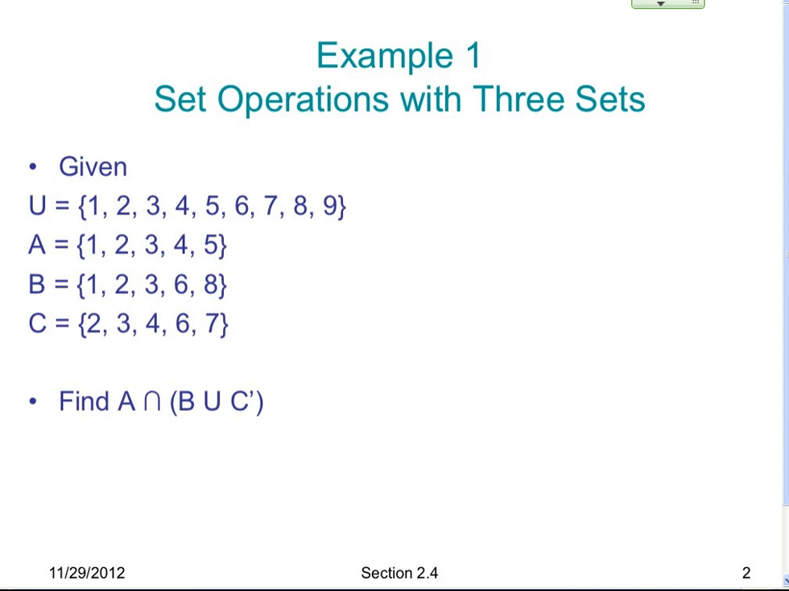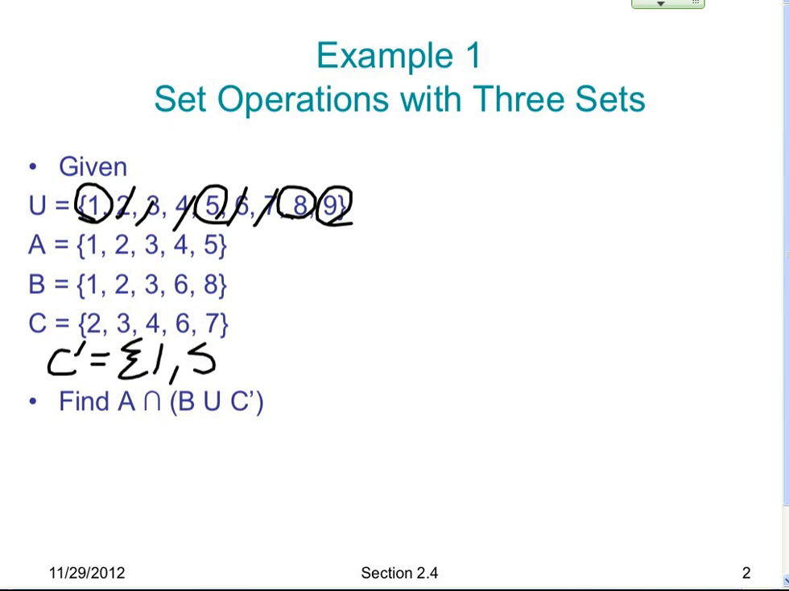If C is 2, 3, 4, 6, and 7, then C complement: 2 is in C, 3, 4, 6, and 7 are in C. So the complement would be anything that's left over: 1, 5, 8, and 9. Okay, so that's C complement.